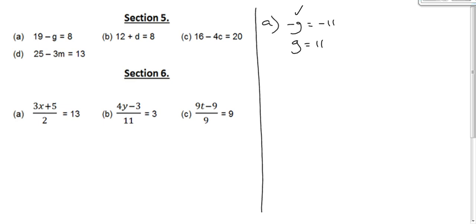So if we change the sign on this side, we've got to change all the signs on this side. So if minus g equals minus 11, plus g equals plus 11.